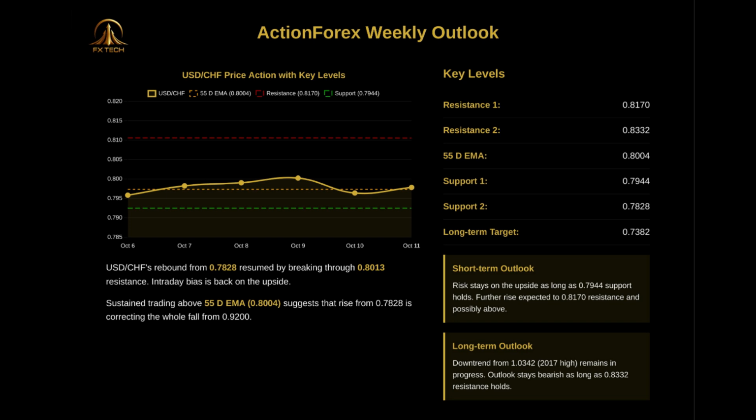However, caution is warranted. Risk stays on the upside only as long as 0.7944 support holds. A break below this level would call into question the sustainability of the current rally. The long-term downtrend from the 2017 high of 1.0342 remains in progress.